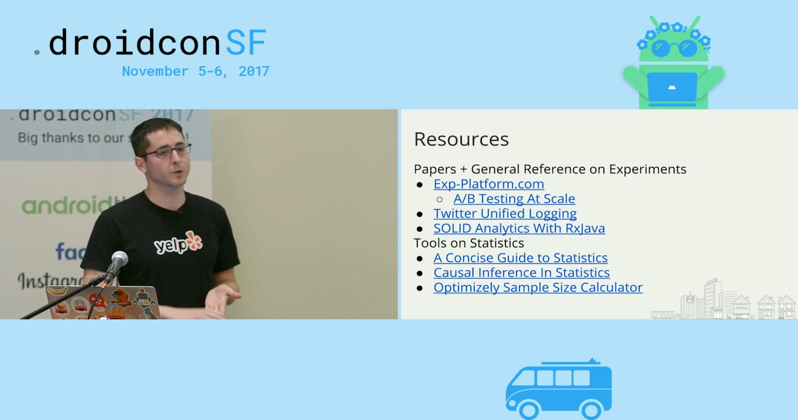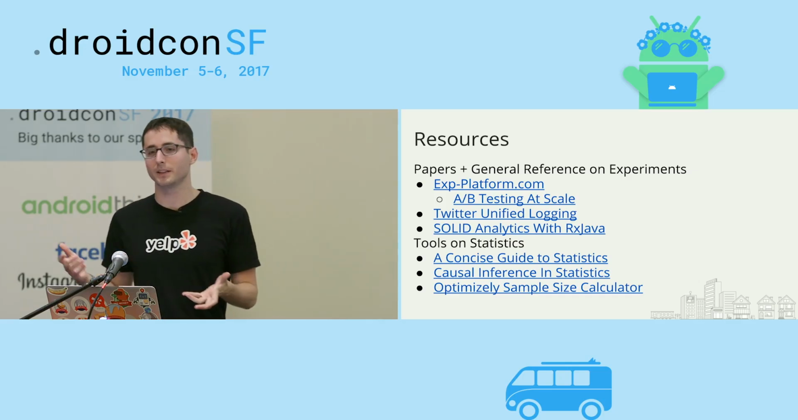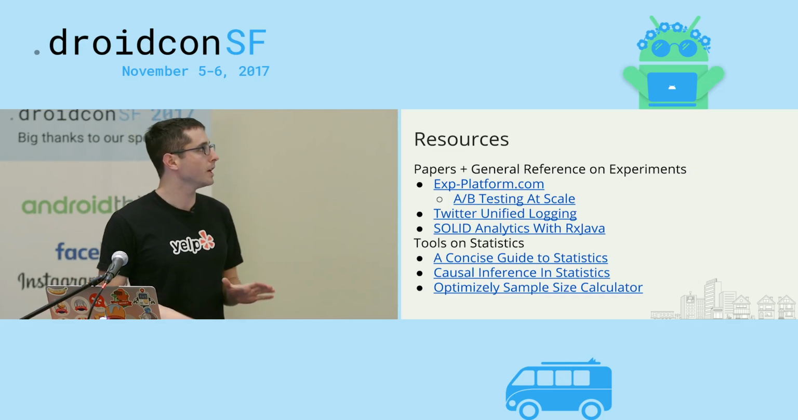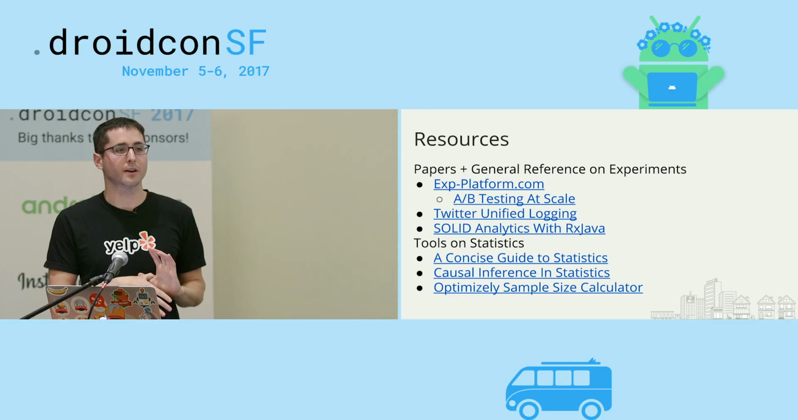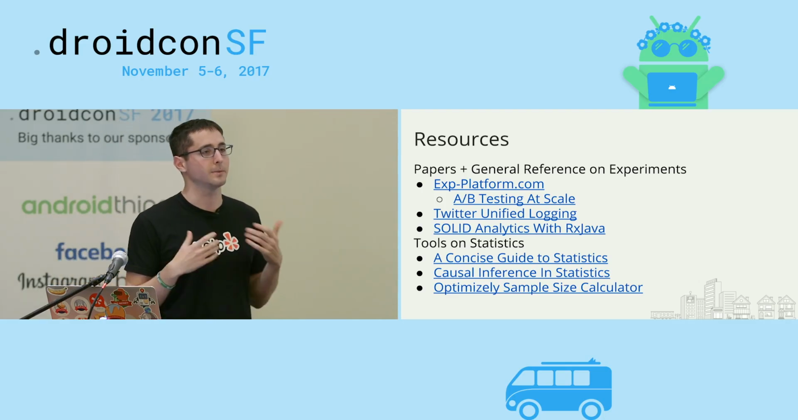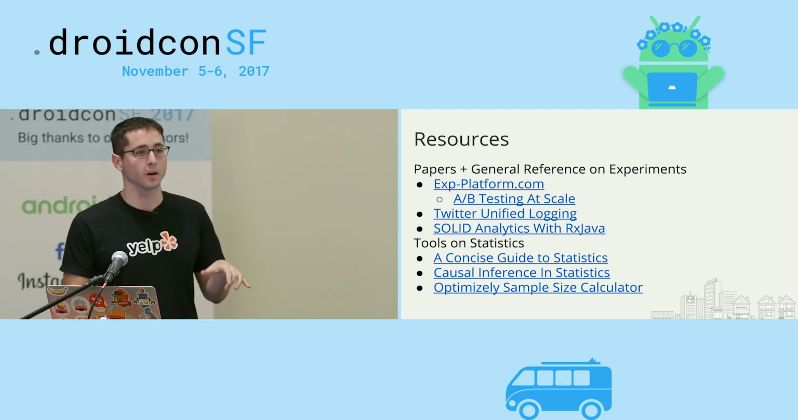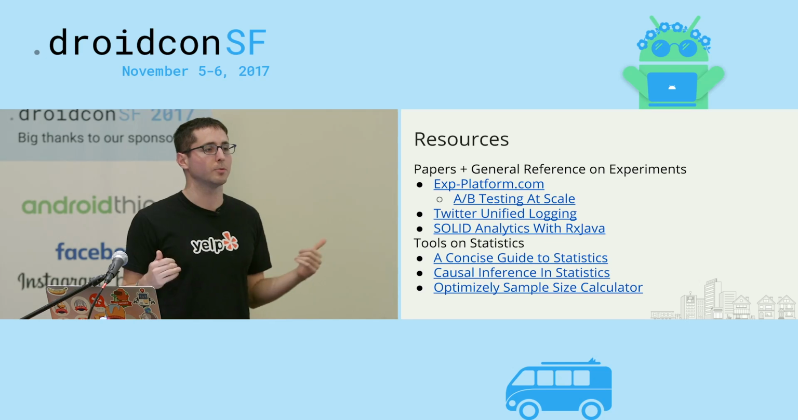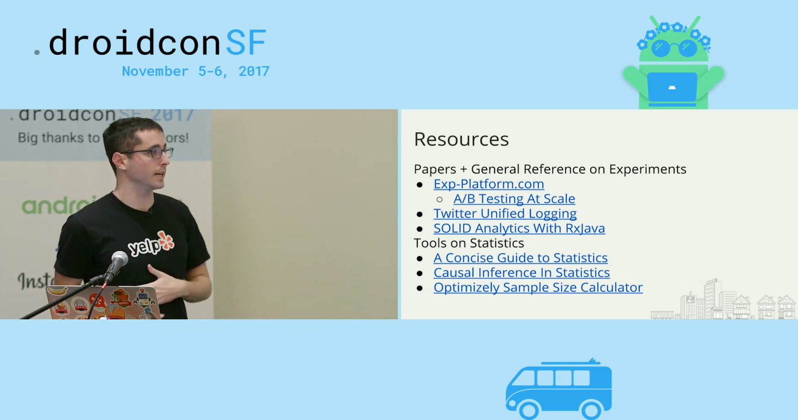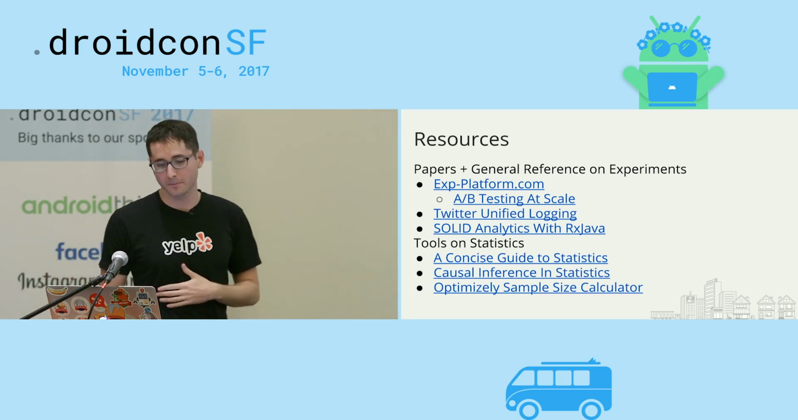Next, Twitter has a unified logging paper, which describes the schema that they set up for their own analytics. Solid Analytics with RxJava is a blog post that describes how to build the type of system I described before, where you're delegating events to multiple analytics services and defining your events in the language of your domain.